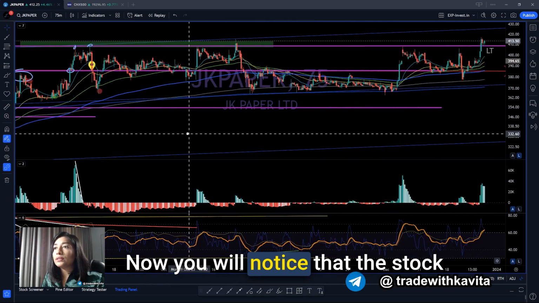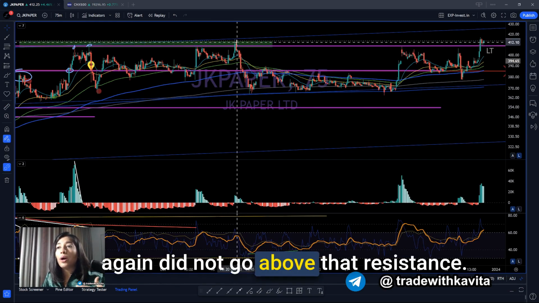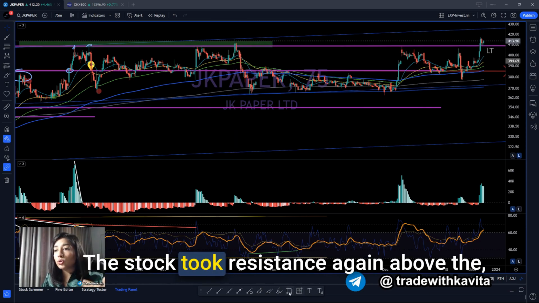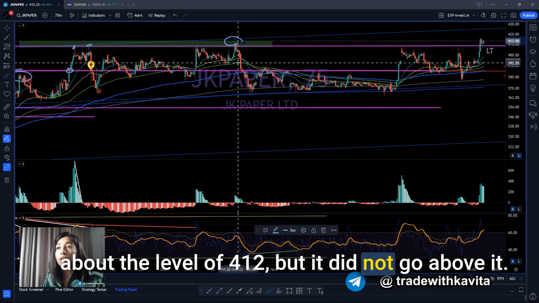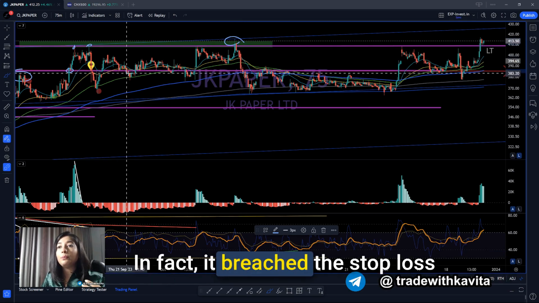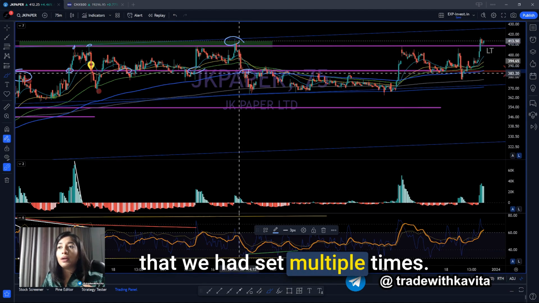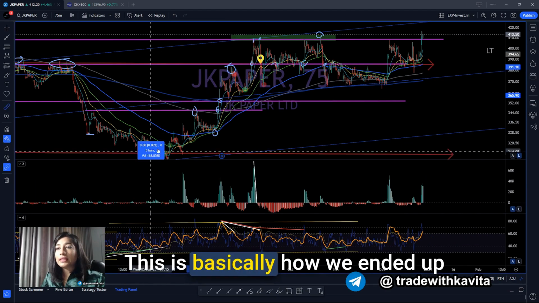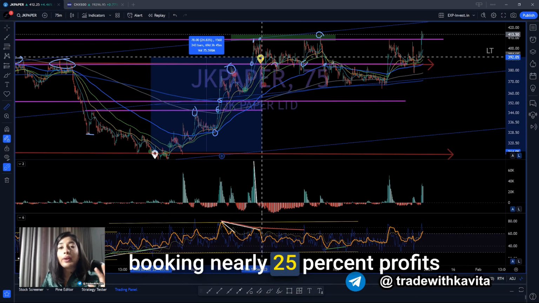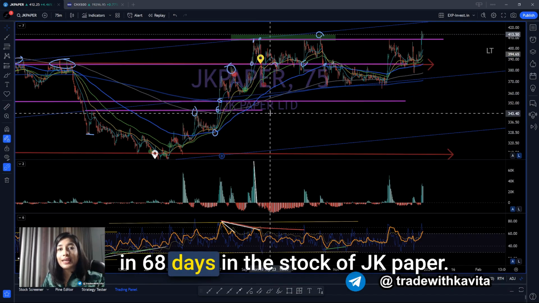Now you will notice that the stock again did not go above that resistance. The stock took resistance again above the level of 412, but it did not go above it. In fact, it breached the stop loss that we had set multiple times. In short, it was a good idea to have exited the position. This is basically how we ended up booking nearly 20% profits in 68 days in the stock of JKPAPER.